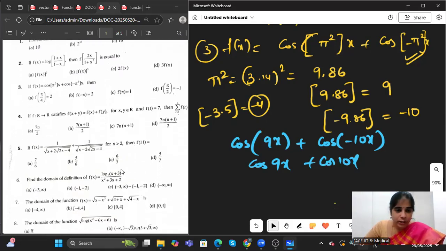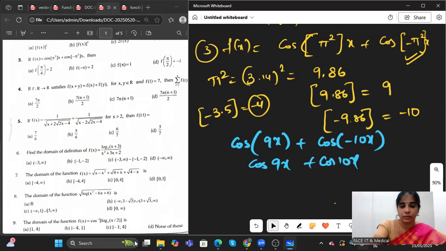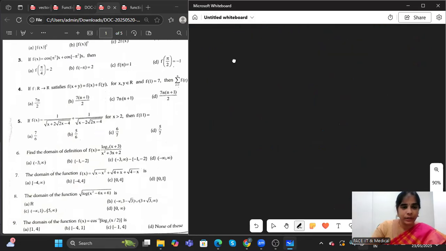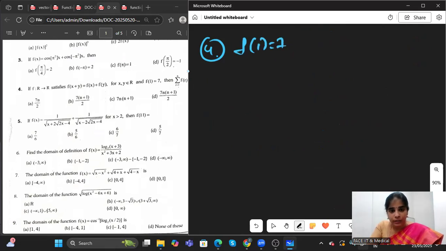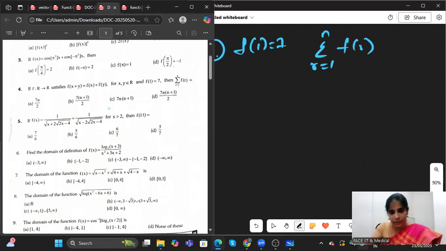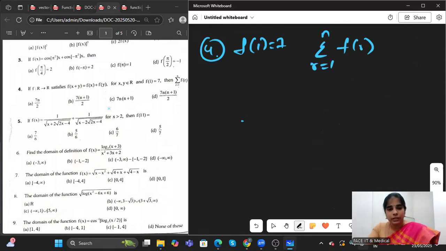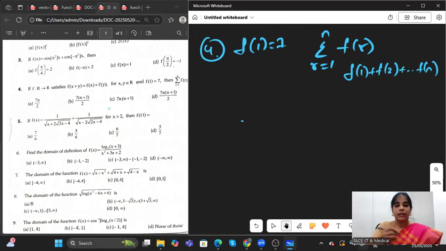Next, question number 4. The equation satisfies so and so, and functional values are given to us. F of x plus y is f of x plus f of y. You are also given f of 1 equal to 7. The question is the sum over r equal to 1 to n of f of r. That means it is the same as writing f of 1 plus f of 2 plus so on till f of n.